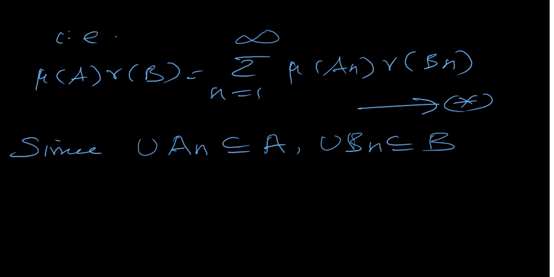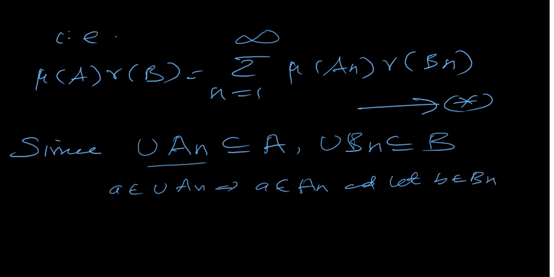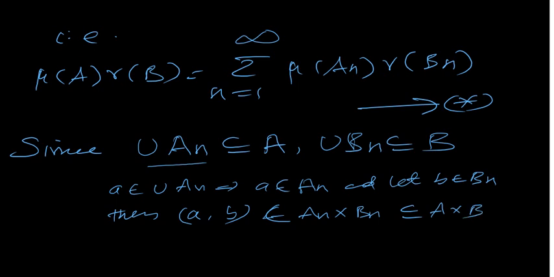But x is in the union, while x is not in A, so it's actually trivial. You can easily verify this. Let's verify this: choose a point a that belongs to the union of A_n, so a belongs to some A_n. And let's choose any point b in B_n. Then a comma b is in A_n cross B_n, which is a subset of A cross B. So that means a comma b belongs to A cross B, which means that a belongs to A.